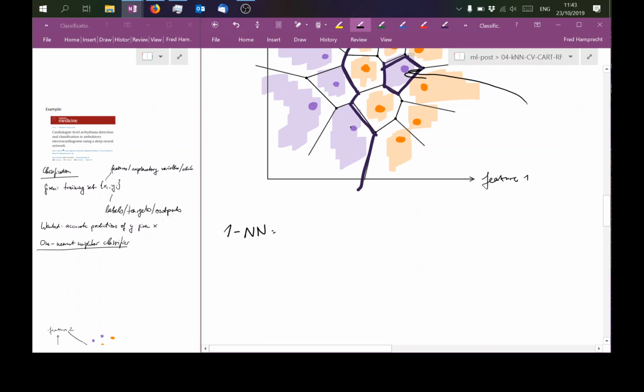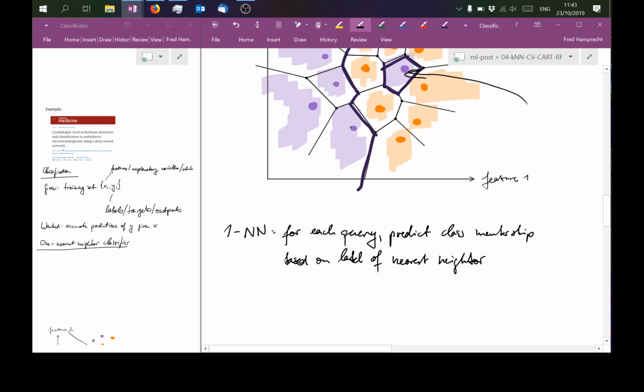One nearest neighbor classifier. How it works is that for each query, we predict the class membership based on the label of the nearest neighbor. And as you pointed out, beware that axis scaling doesn't matter here.